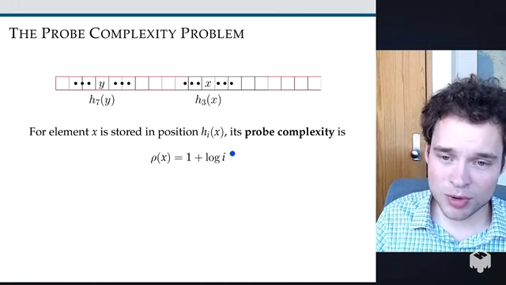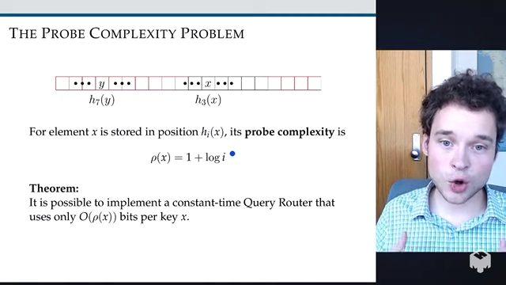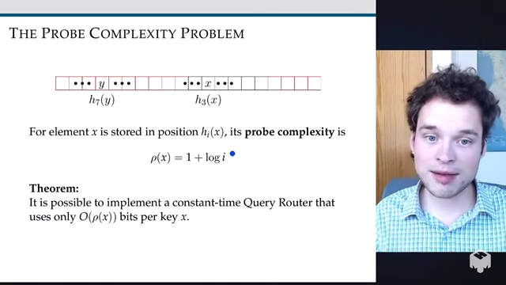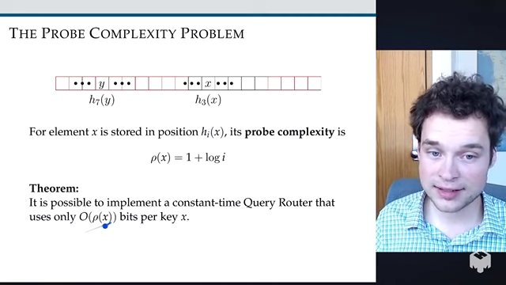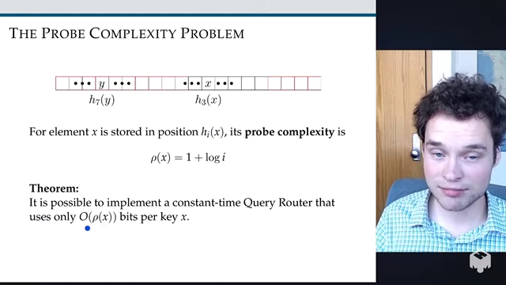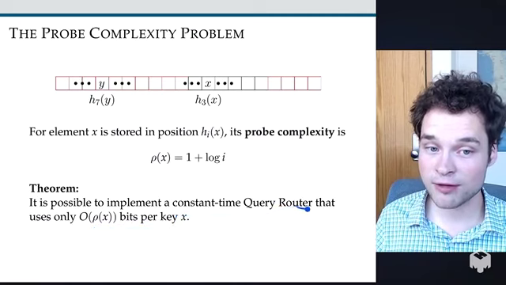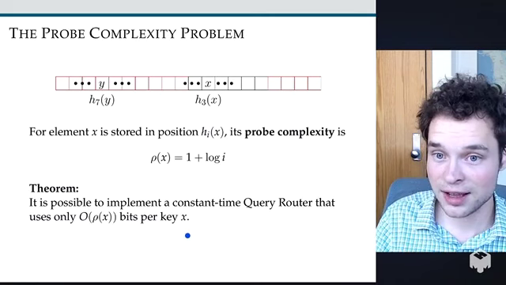Why do we care about probe complexities? Well, our query router actually has to store the number i. And so what that means is that our query router has to use at least the probe complexity number of bits per key. And it turns out this is actually tight. So one of the results we prove in the paper is you can construct a constant time query router that uses space proportional to the probe complexities of each key.